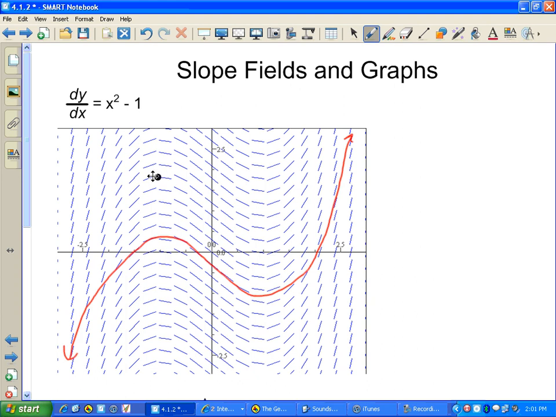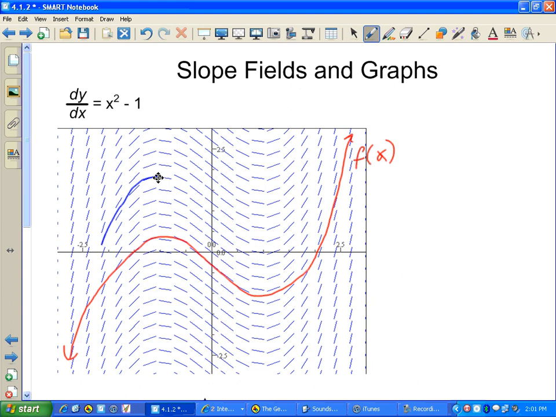If I want a specific function, so let's say I want the function that is in this slope field, this would actually be an f of x, not an f prime of x. If I want the one that goes through this specific point, then I'm just going to trace and make sure I go through this point.